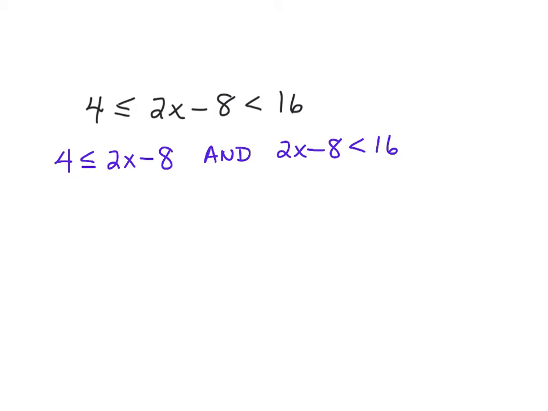It's like if you have a peanut butter sandwich and you pull apart that bread, the middle, that peanut butter, is stuck to both pieces of the bread. The 4 and the 16, that's like your bread. The 2x minus 8 is like the peanut butter. It's stuck to each of the endpoints.